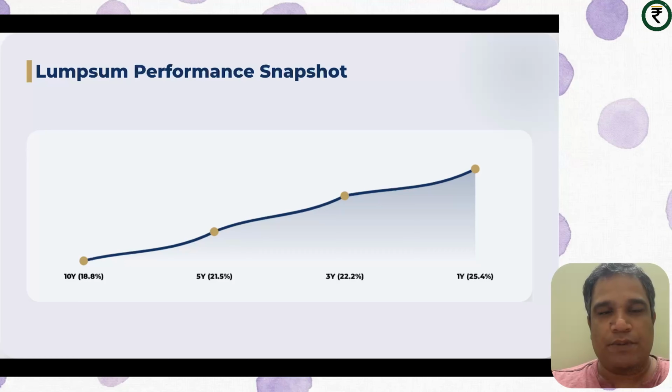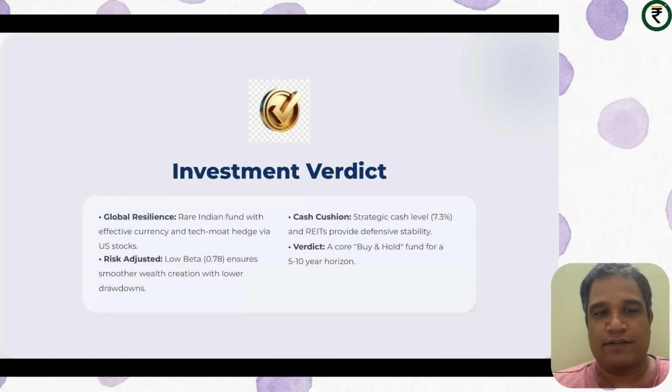Let's look at the lump sum performance snapshot. The 10-year return is around 19%, 5-year return is around 22%, 3-year return is 23%, and 1-year return is around 25.4%, which is absolutely great in terms of numbers for any mutual fund. Right? Now, what is the verdict?